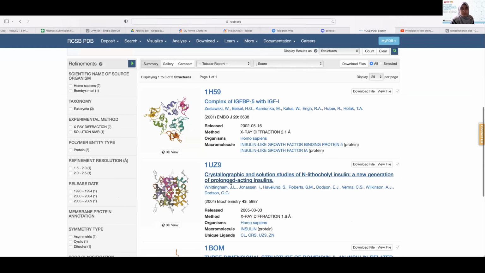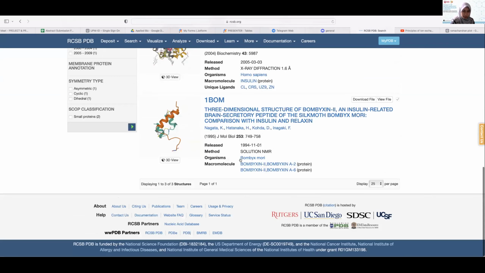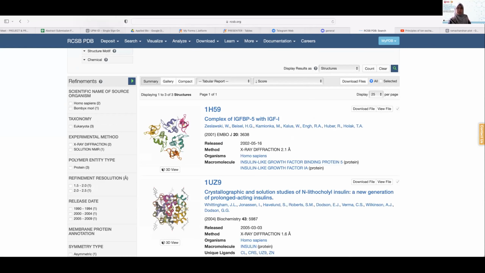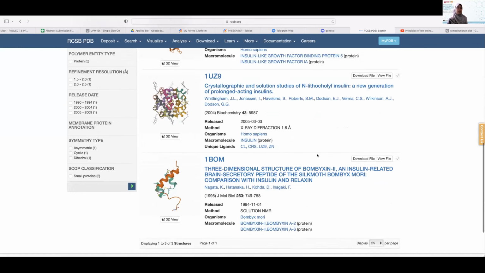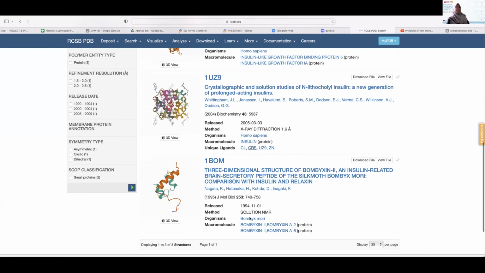So crystallography of insulin, 1.6 Angstrom. Homo sapiens insulin. This one is Bombyx mori, and it used NMR. It is not X-ray. This is the nuclear magnetic resonance technique to solve the structure. We also have protein homology modeling to predict the structure, and the cryo-EM technique. But normally, the one accepted is only from X-ray crystallography. Okay, that's it, guys.